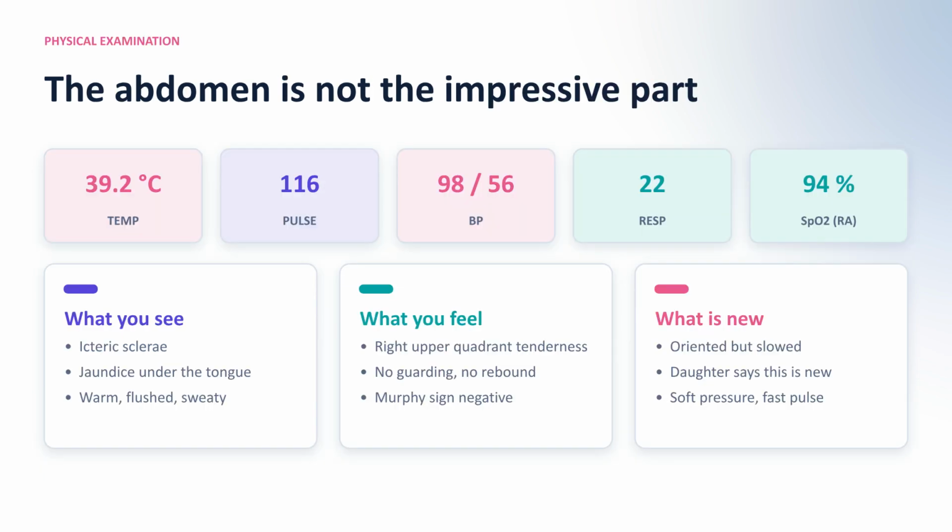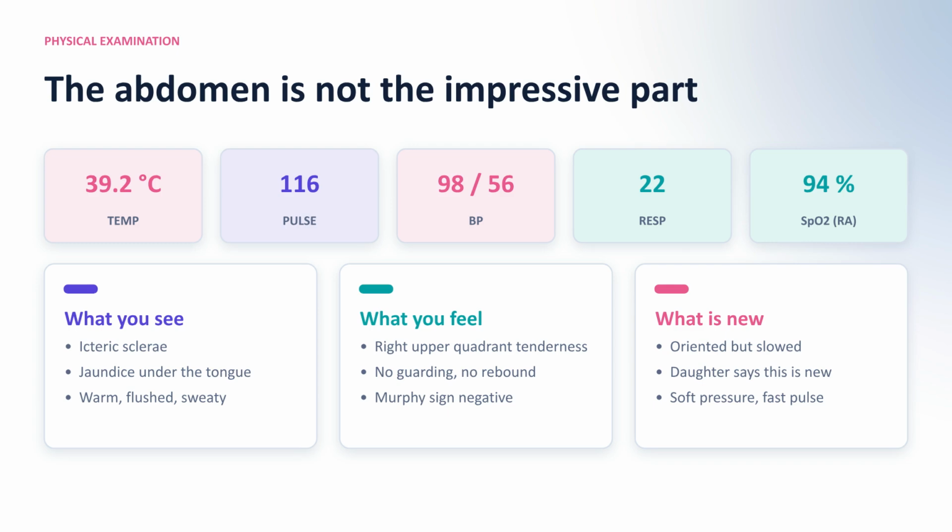On examination, he is warm and flushed. Temperature 39.2, heart rate 116, blood pressure 98/56, respiratory rate 22, oxygen saturation 94% on room air. He is icteric. You can see it in the sclerae and under the tongue. His right upper quadrant is tender, but there is no guarding and no rebound. The Murphy sign is negative. He is oriented, but he answers slowly, and his daughter says that is new.